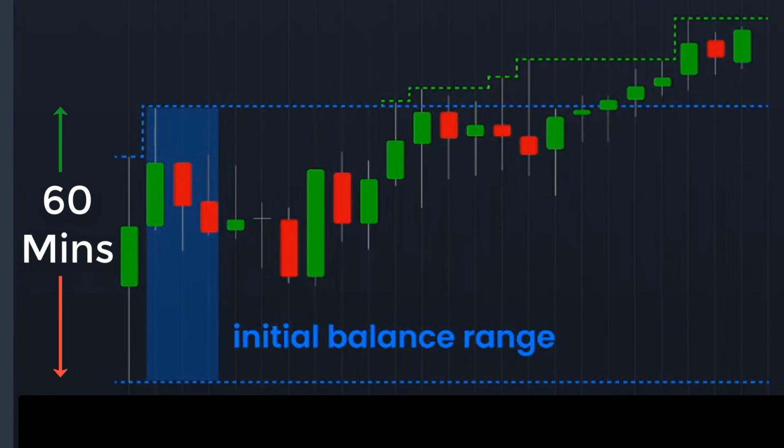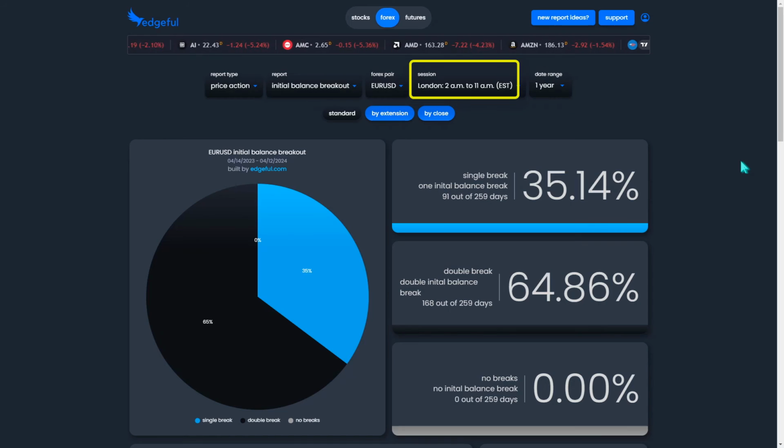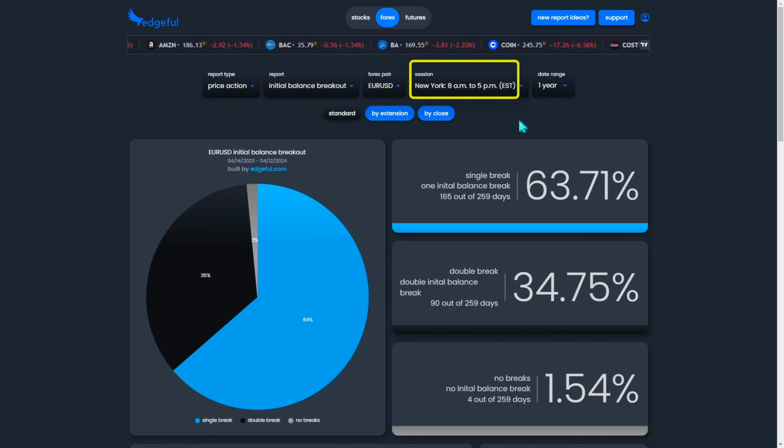Initial balance is set by the high and the low of the first 1-hour candle of the session. We want to know what price is most likely to do for the rest of the session. We saw before that many of the fake outs happen in London. 2/3 of the time, price will break one side of the candle and then turn around and break the other extreme of the range.